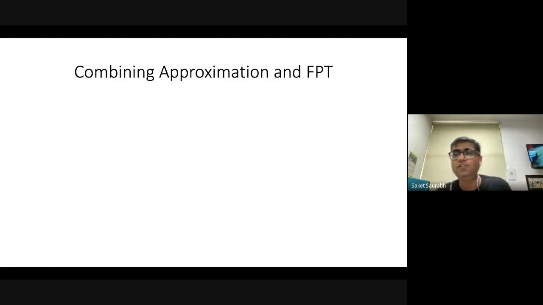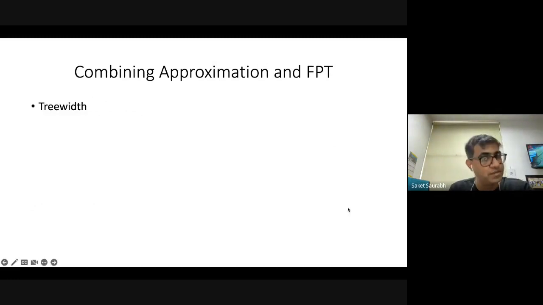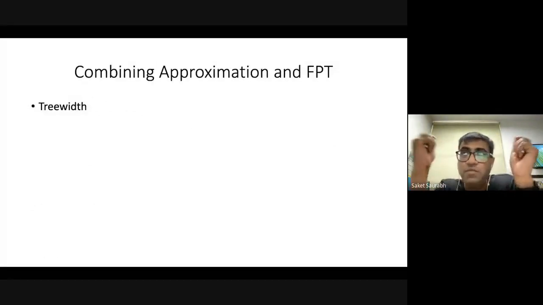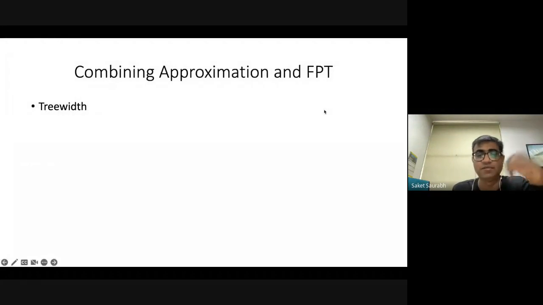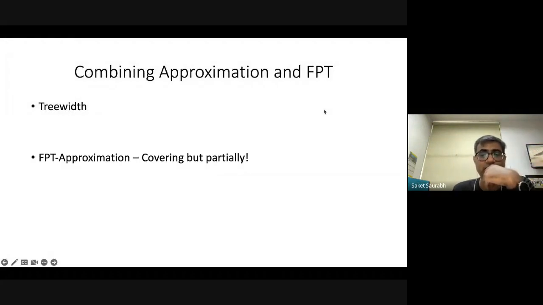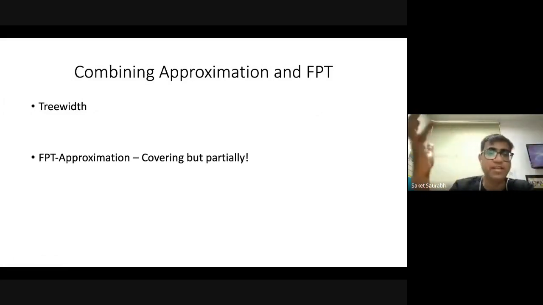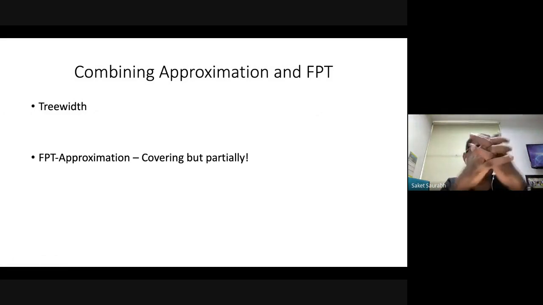So we could also combine approximation and FPT. This is where we'll get this very beautiful structural object called treewidth. And we will see some algorithms to design around this treewidth. And sometimes we can use approximation and FPT, combine them, and get some beautiful algorithms.